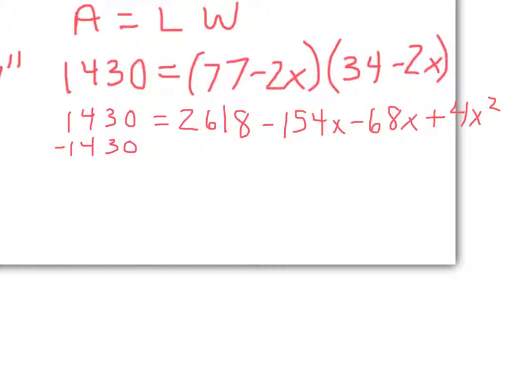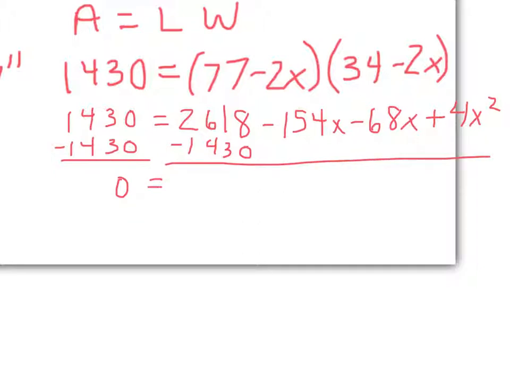Let's subtract 1430 from both sides. That gives us 0, which is good. 2618 minus 1430 is 1188, minus 154 minus 68 is 222x, plus 4x squared.